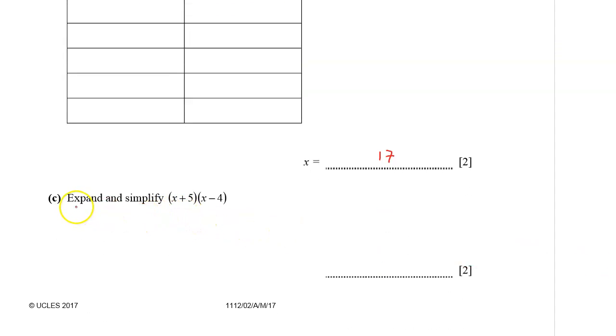C. Expand and simplify. Let us expand, of course, x plus 5 into brackets x minus 4. We multiply everything by this x. So x times x will give us x squared. x times minus 4 will give us minus 4x. 5 times x gives us 5x. We have already done this one earlier on, so that is minus 20. We collect the like terms together, so x squared plus x minus 20. That is the expansion. So x squared plus x minus 20.